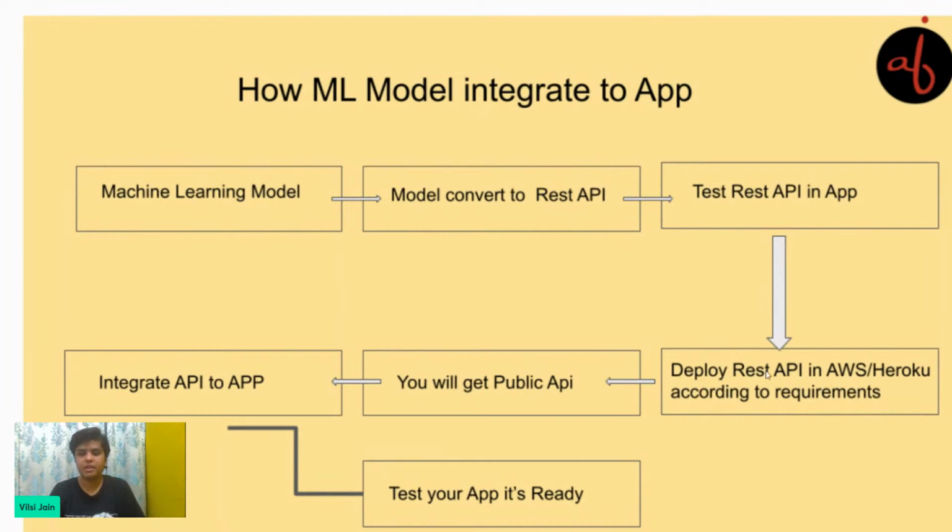Then after that, why do we need to deploy it? For deploying, so that everyone can use it. That API will be public now. If you give your app or your website to your friend too, then he can also run the machine learning feature, right? Integrate the API into the app, then integrate the same API after deployment into the app, and after that your app or web is ready to use.